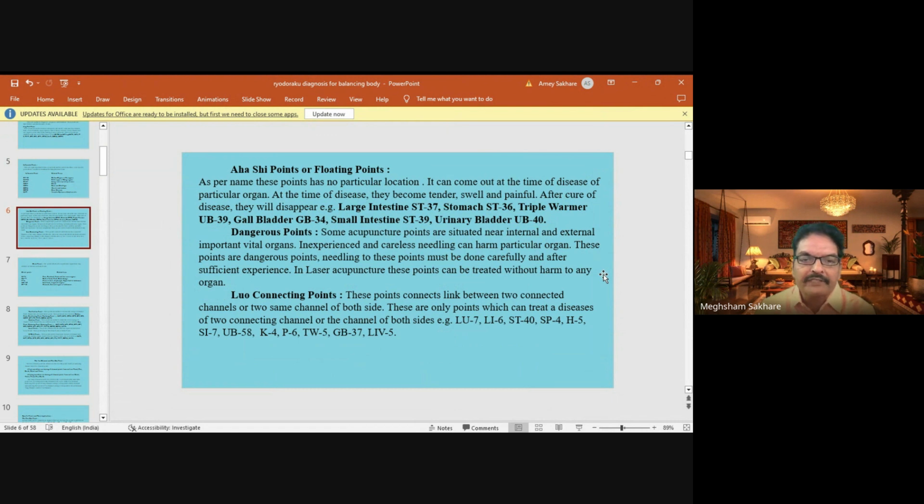Luo connecting points are there. These points connect the link between two connected channels or two same channels of both sides. These are the only points which can treat a disease of the two connecting channels or the channel of both sides. Lung 7, LI6, stomach 40, SP4, H5, SI7, UB58, K4, P6, TW5, GB37, liver 5 are the Luo connecting points.